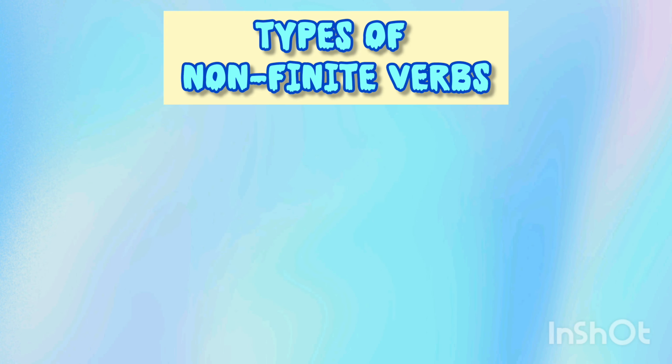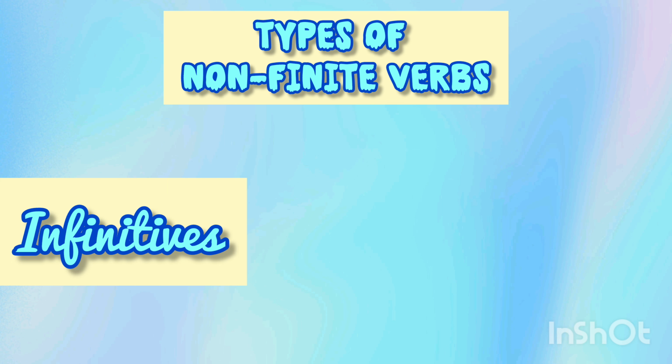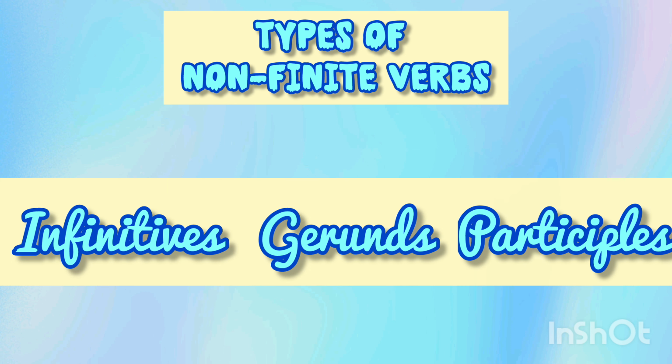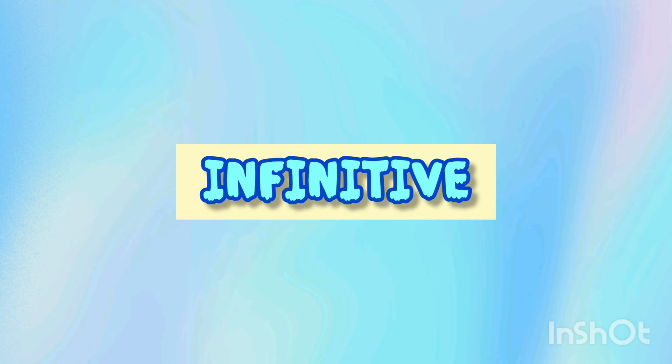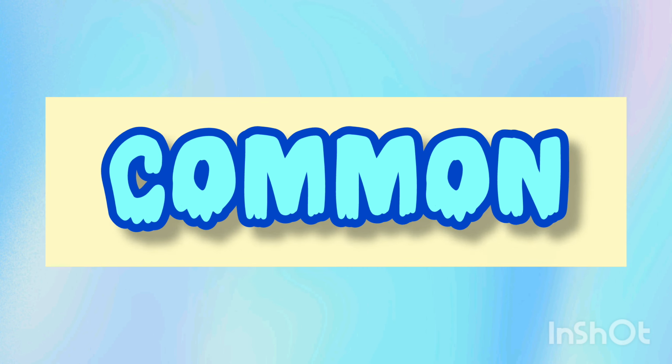Now that the basic idea is clear, let us move on to the types of non-finite verbs. Broadly speaking, non-finite verbs are classified into three main categories: infinitives, gerunds, and participles. Each type performs a different function in a sentence. First of all, let us discuss the infinitives, which is the most commonly used non-finite verb.